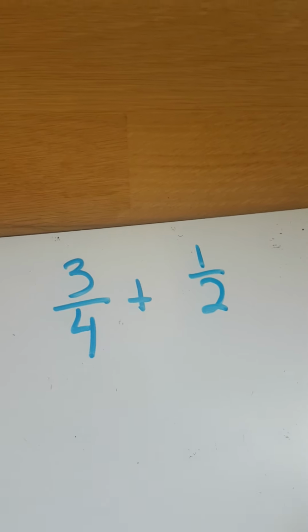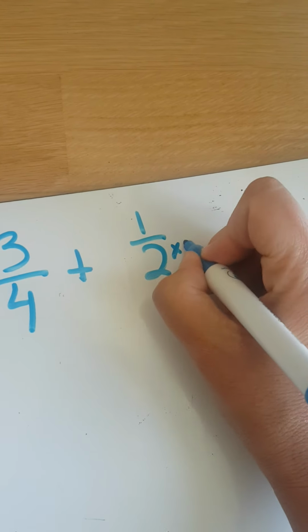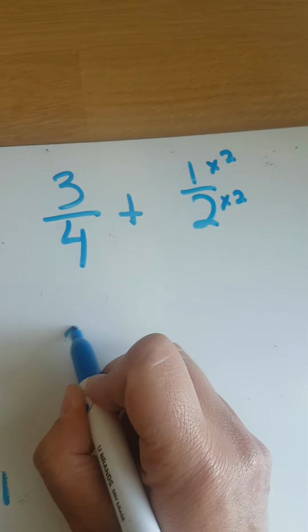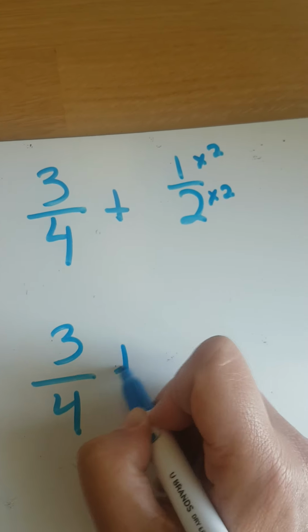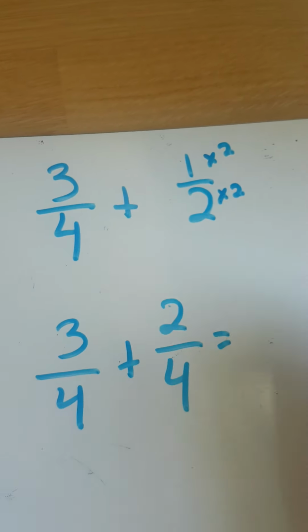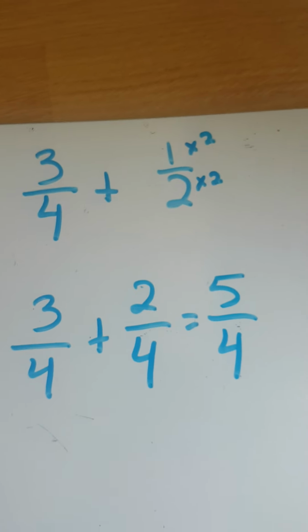And while I have this, let's solve it. Because the common denominator is 4, 3/4 plus 2/4 equals 5/4. Uh-oh, what do I do?